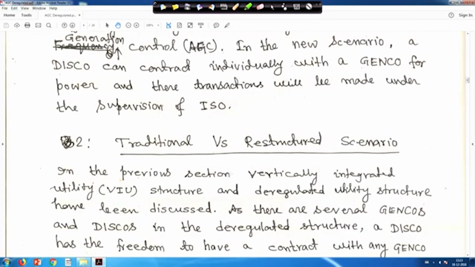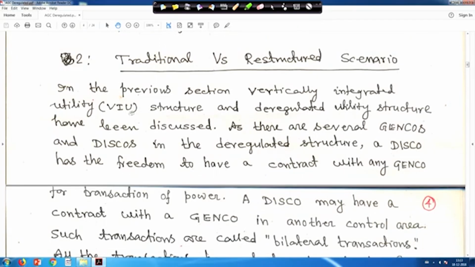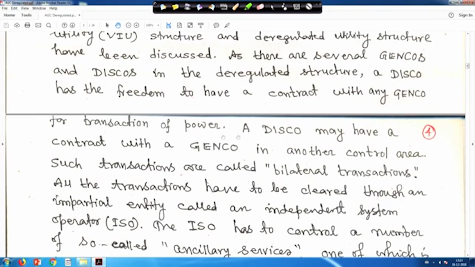Now, traditional versus restructured scenario. In the previous section we have seen the vertically integrated utility structure and the deregulated utility structure discussed. There are several GENCOs and DISCOs in the deregulated structure. A DISCO has the freedom to have a contract with any GENCO for transaction of power, and may even contract with a GENCO in another control area, as I told you. Suppose there are two areas A and B. In area A, some distribution companies and generation companies are there. In area B also some distribution and generation companies are there, connected by tie lines.